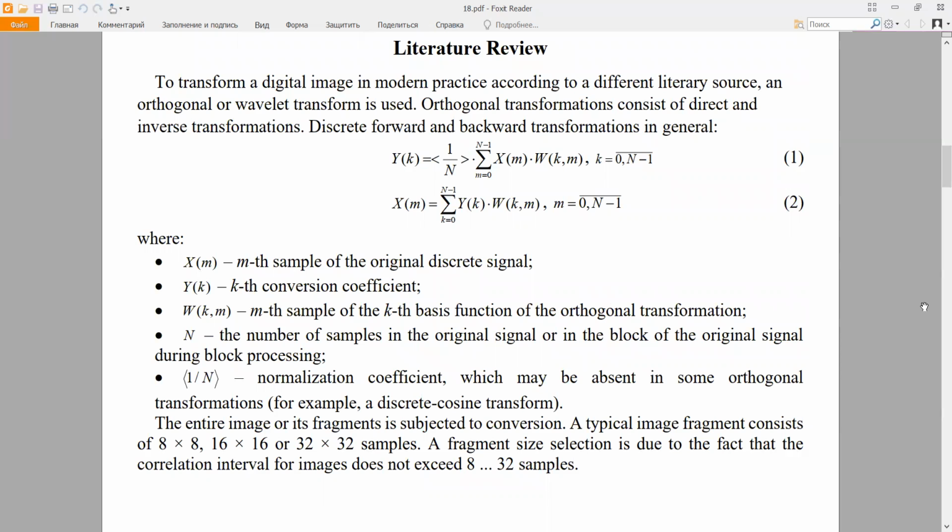Orthogonal transformations consist of direct and inverse transformation. Discrete forward and backward transformations in general are described in expressions 1 and 2, where we have some coefficients, like the conversion coefficient and the number of samples in the original signal. And of course, the normalization coefficient, which may be absent in some orthogonal transformations.